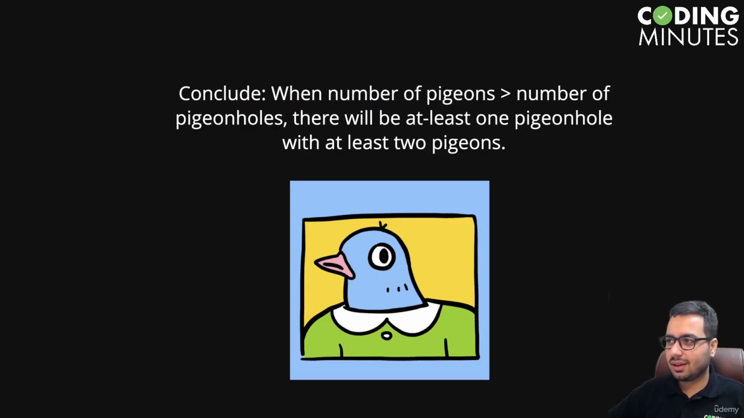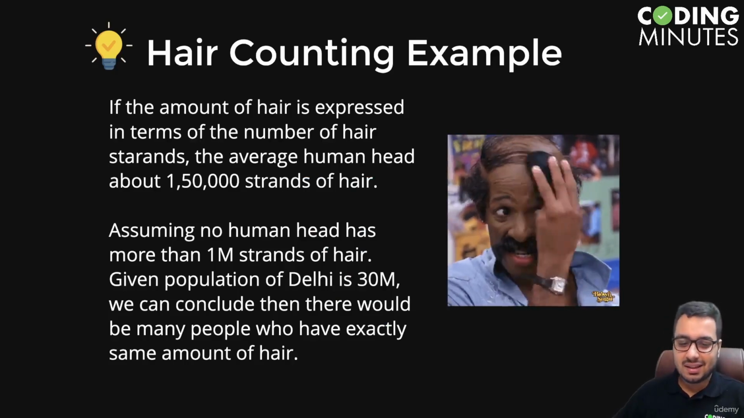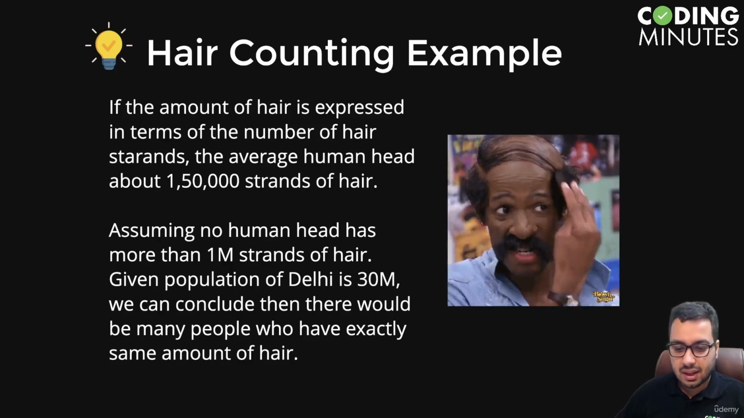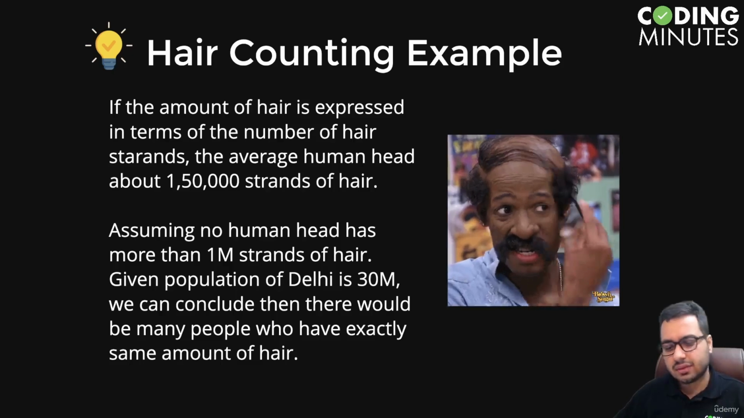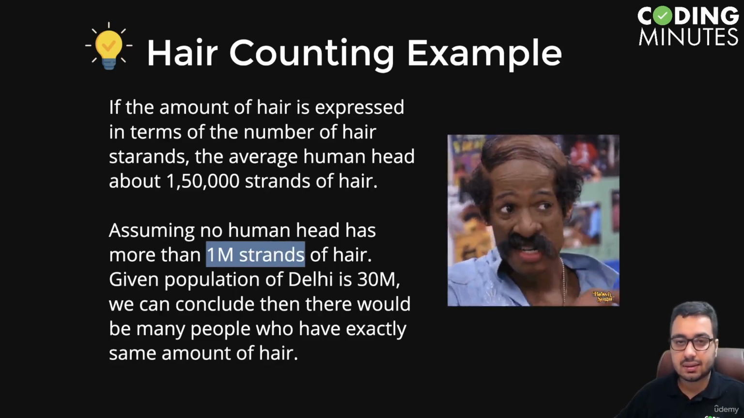And now you may ask, why do we need this? This is something that is very obvious, but yes, we will be using this simple concept to solve some interesting questions. Let me give you another example, a hair counting example. Let's say the amount of hair is expressed in terms of number of hair strands. The average human head has about 150,000 strands of hair. Assuming no human has more than 1 million strands of hair, that is 10 lakh.